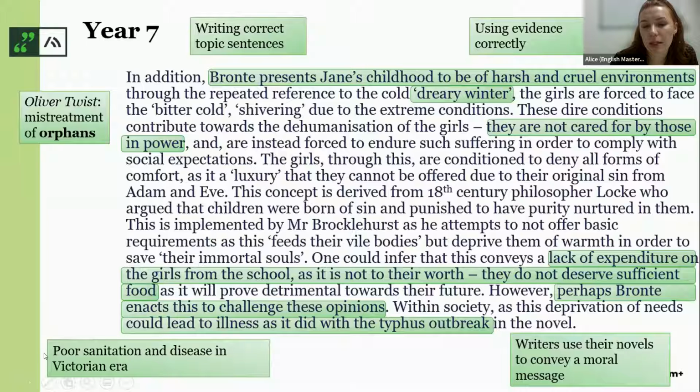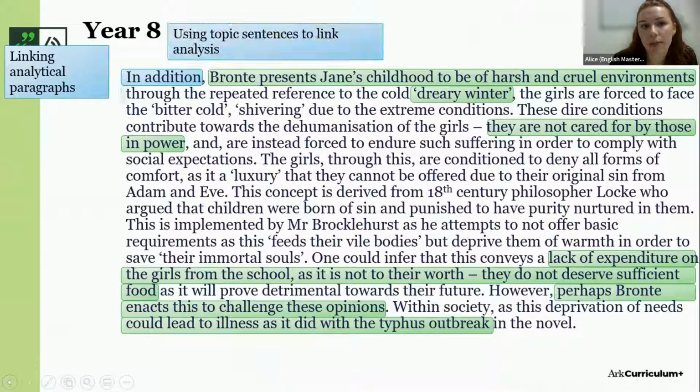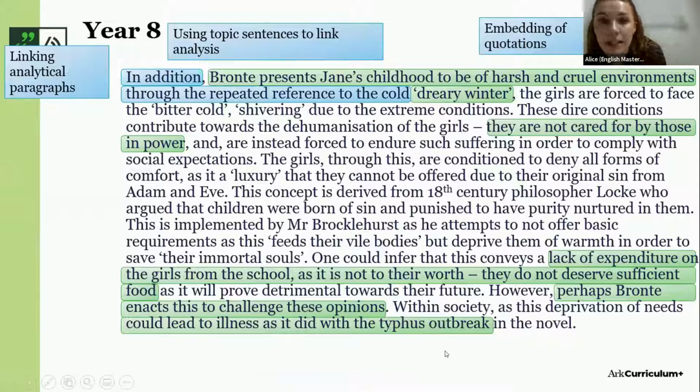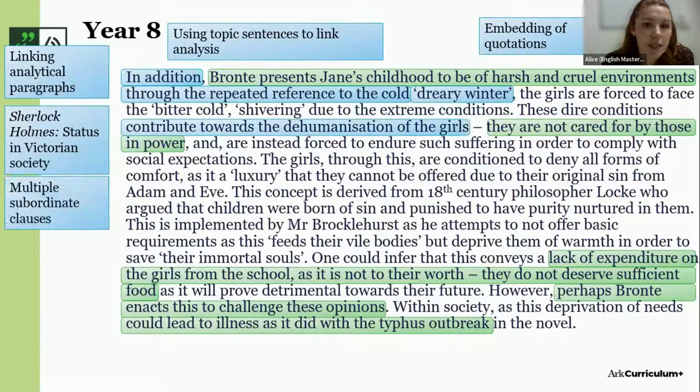So a few of the pieces of knowledge that are taught in year 7 are highlighted there. Then let's look at year 8. So in year 8, they're explicitly taught about linking analytical paragraphs. And they're also taught about selecting and using the appropriate quotations. In Sherlock Holmes, they learn about status in Victorian society. They also learn in their grammar lessons about multiple subordinate clauses that you can see here.